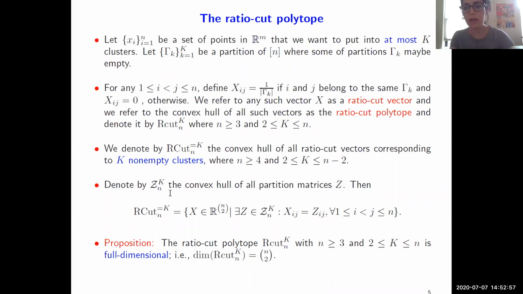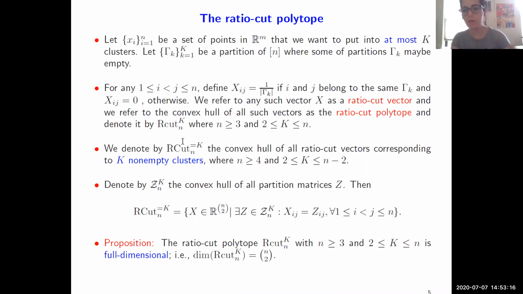So why do I care about R_cut itself? Well, because the ratio cut polytope is full dimensional, while R_cut equal k is not full dimensional. And we all know that for the purpose of polyhedral studies, full dimensionality is a nice property to have.